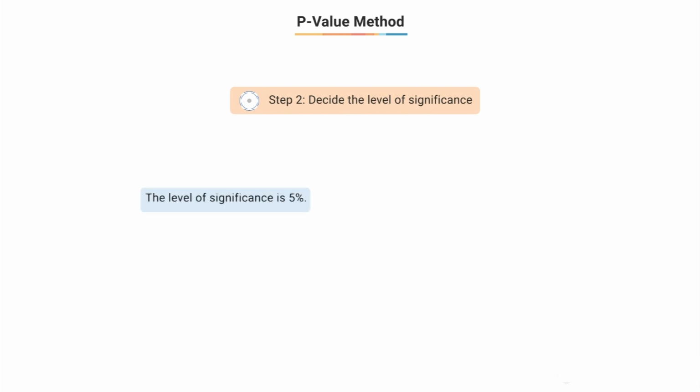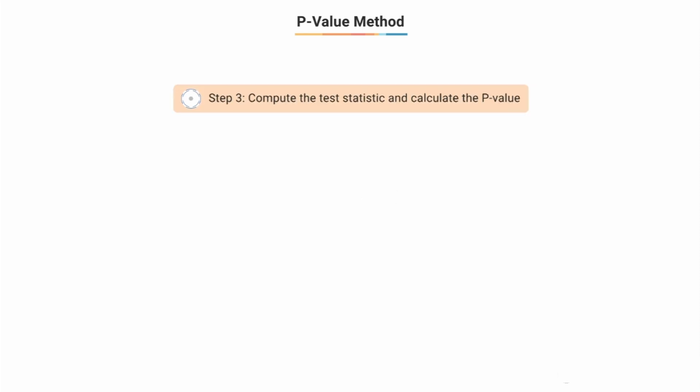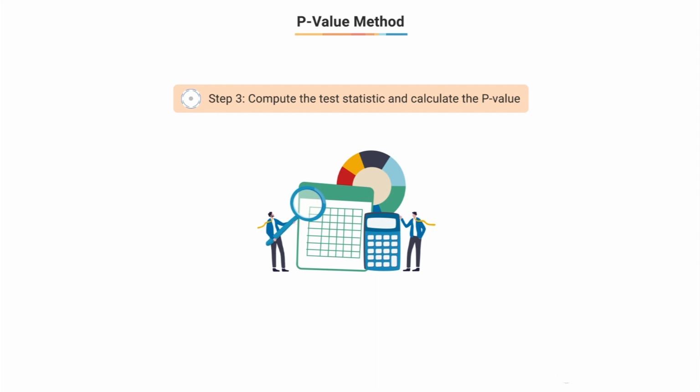Now step 2 is where you decide the level of significance. As you already know, the level of significance is 5%, or in other words, the confidence level is 95%. The most important step for the p-value method is step 3, which is to compute the test statistic and calculate the p-value from there. Let us first calculate the test statistic.